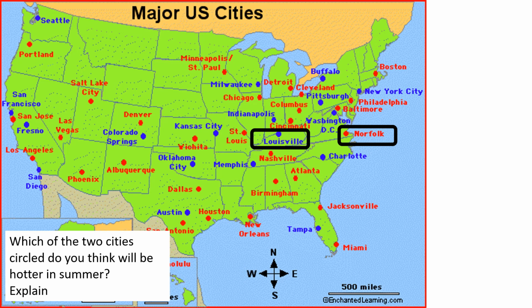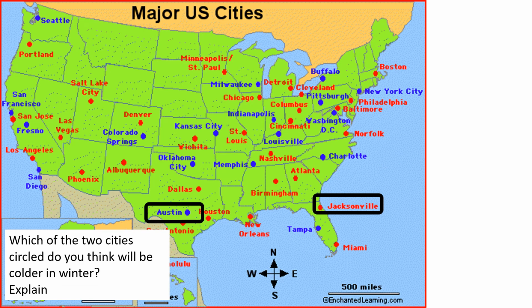So hotter in summer means you're further away from the water and you're surrounded by land, which can get hotter. That's going to be Louisville, Kentucky, because it's further away from the water than the city of Norfolk, which is right on the coast.